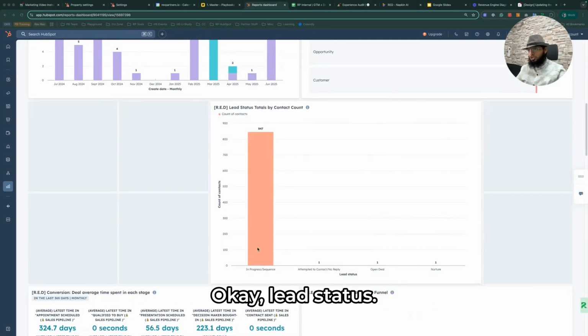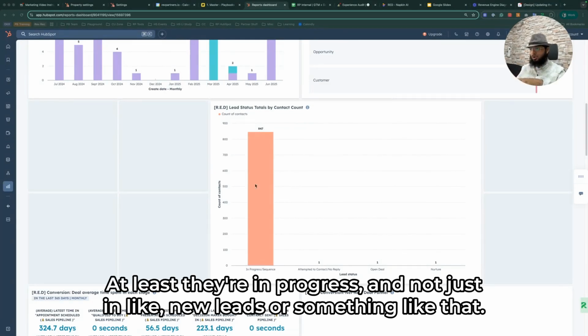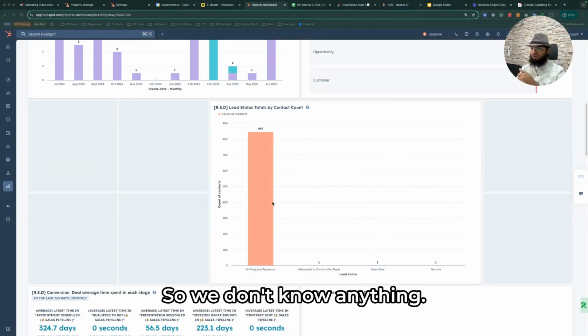Okay, lead status. Looks like 847 leads are stuck in progress. At least they are in progress and not just in new leads or something like that. But what happens after that? We don't know anything.